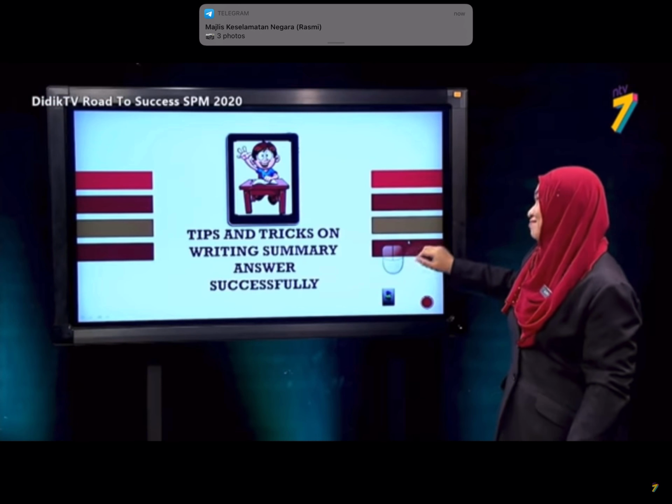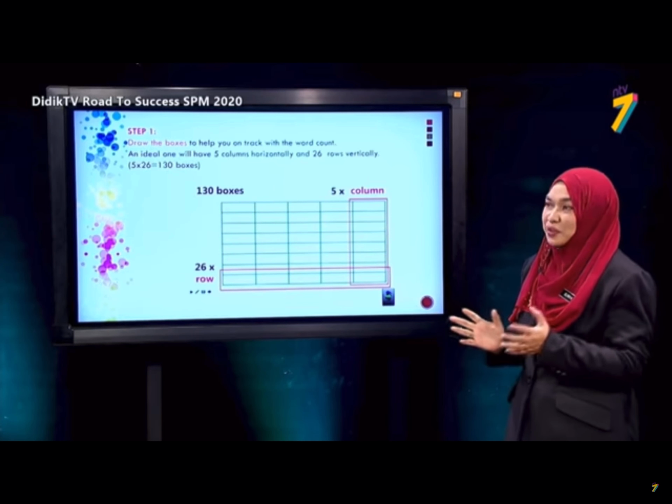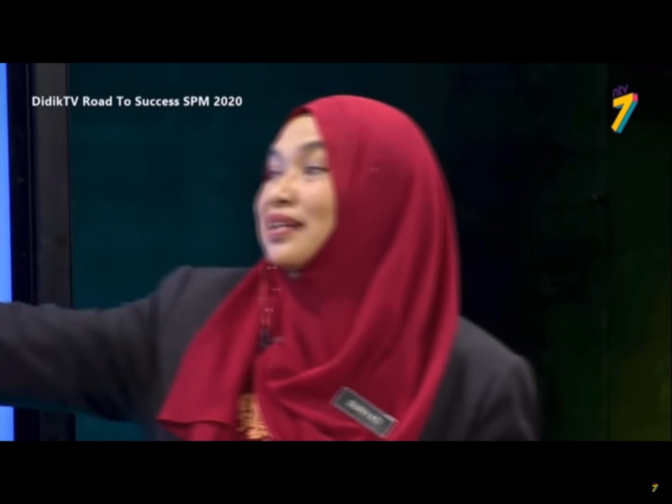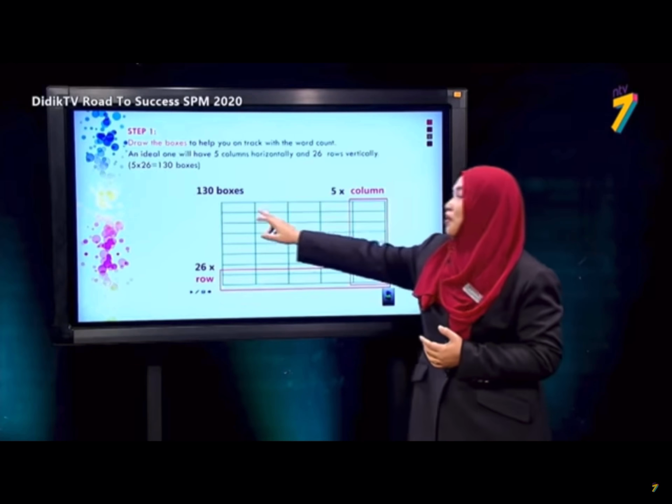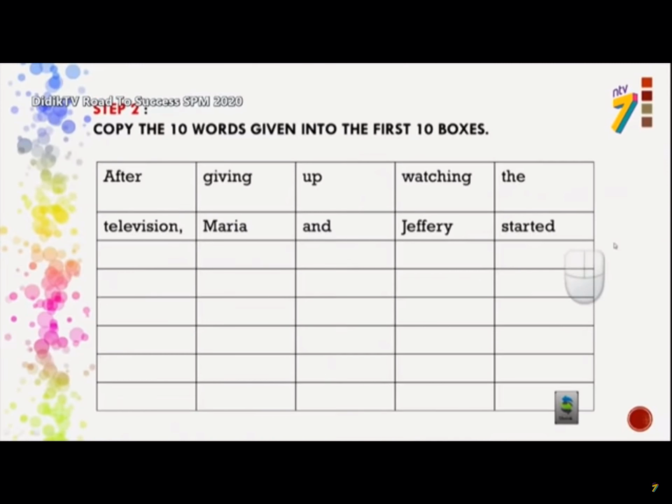Okay, the technical part first. Of course, you know that you cannot exceed 130 words. So the best way for you not to waste your time counting again and again, you can draw boxes. You can draw 5 times 26, so this is 130 boxes. After you have drawn the boxes, you can transfer the 10 words given. Remember, for summary you will be given 10 words, right? So transfer 1 word for 1 box. Then you know you are touching 130 words when you have completed all the boxes.